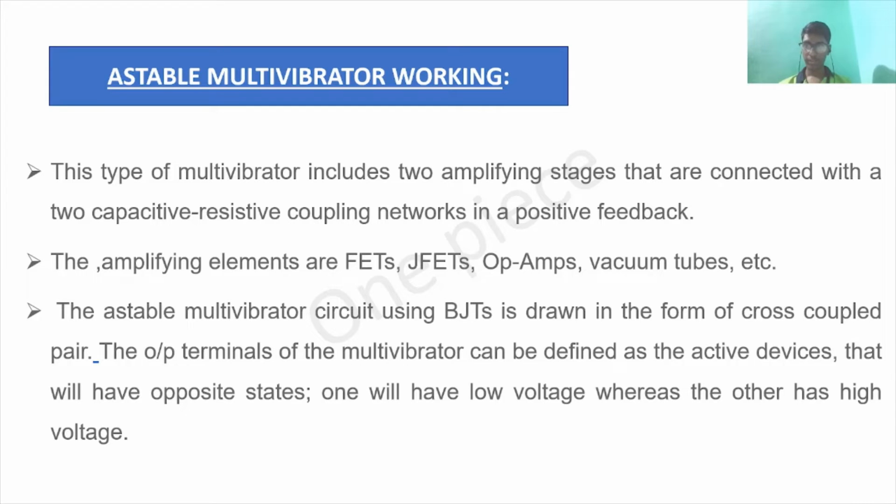The astable multivibrator circuit using BJTs, also known as bipolar junction transistors, is drawn in the form of a cross-coupled pair. The output terminals of the multivibrator can be defined as the active devices that will have opposite states. One will have low voltage, whereas the other will have high voltage.